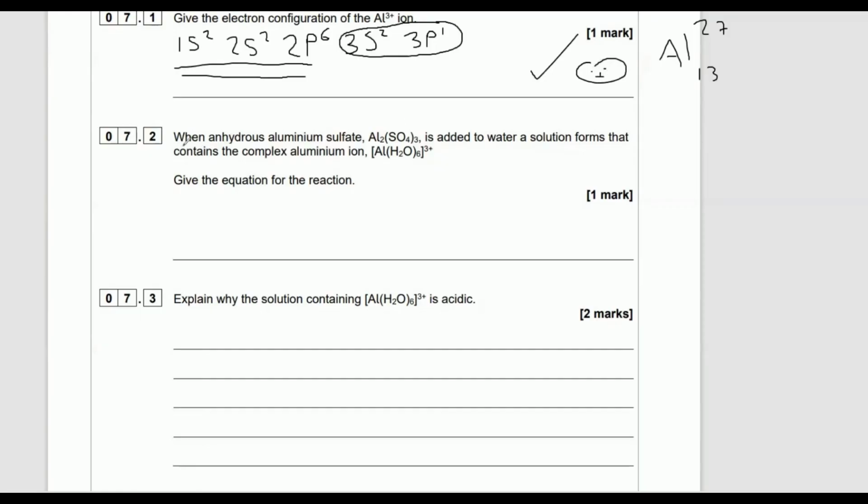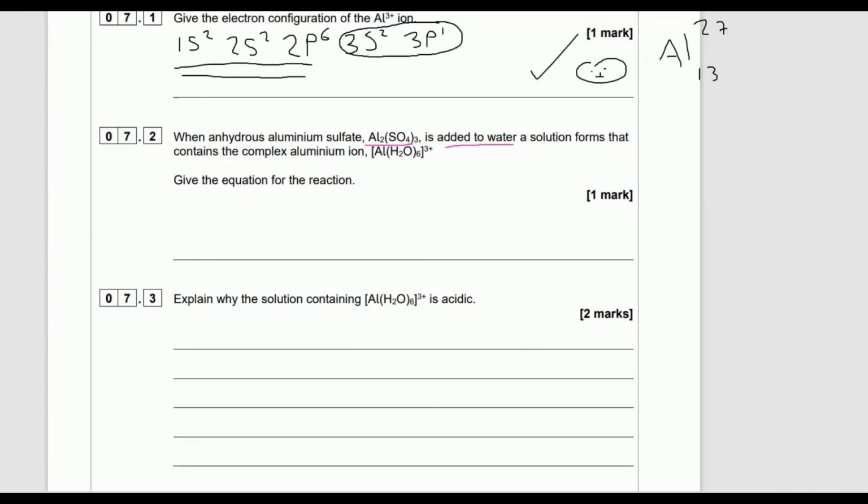All right, let's look at 7.2. When anhydrous aluminium sulfate is added to water, a solution forms that contains the complex ion Al(H2O)6 3+. Give the equation for the reaction. So one of the important things to do here is make sure that you read the question. And you can see here Al2(SO4)3 is added to water and a solution forms. So we know the reactants and we know at least one of the products.